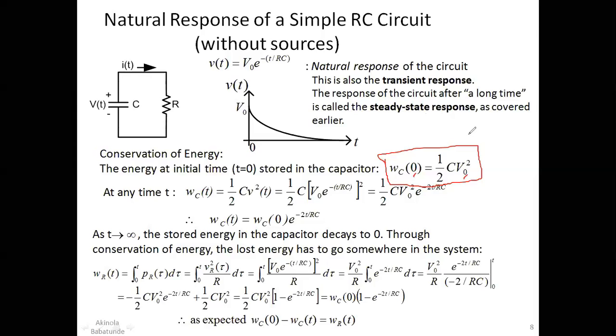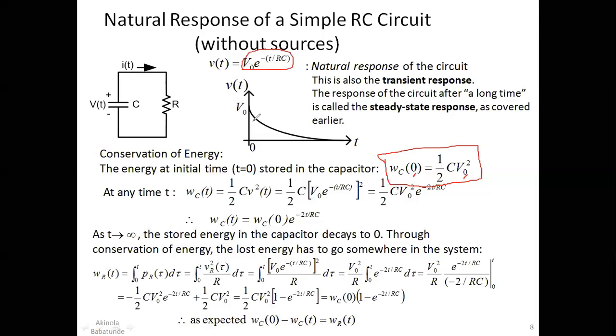All right. Now, at any time t, WC of t will be equal to half C V of t squared. We know that. And this will be equal to half C V naught squared. We know our V of t is equal to V naught exponential minus t over RC.